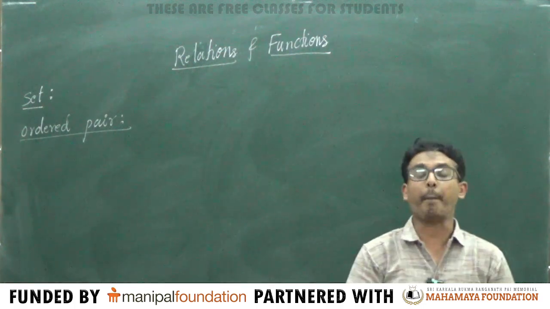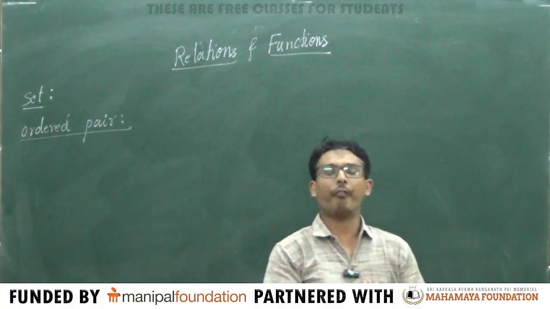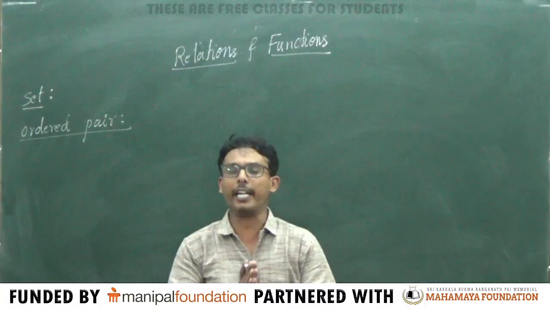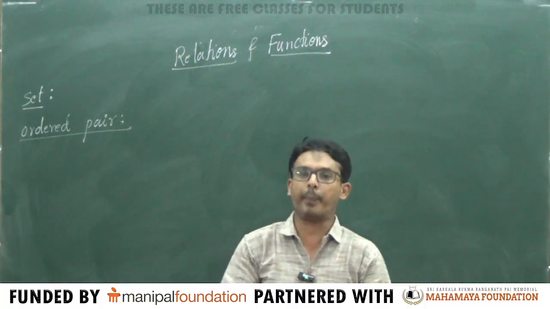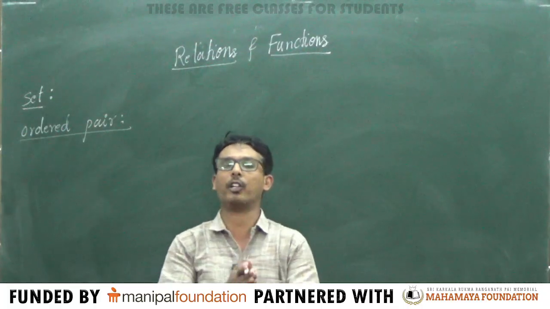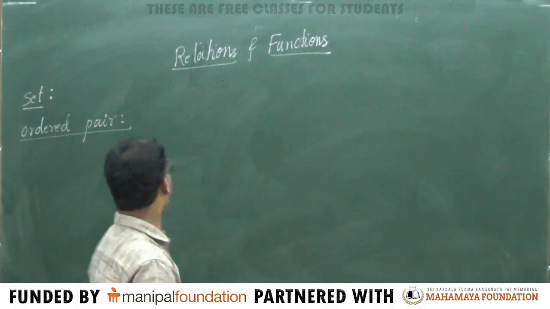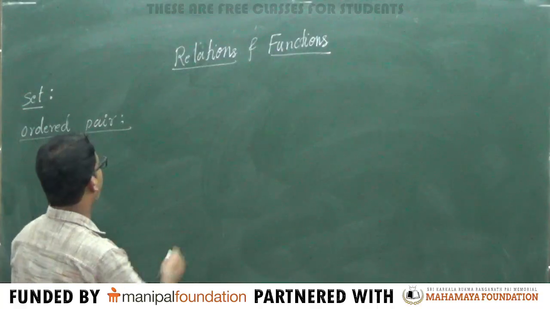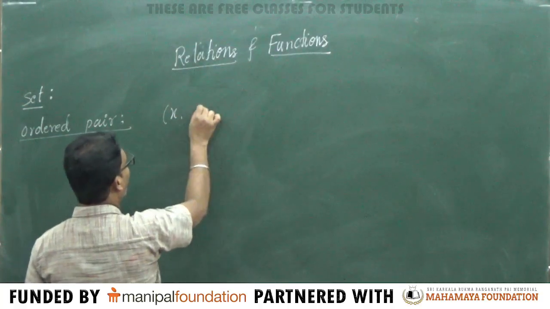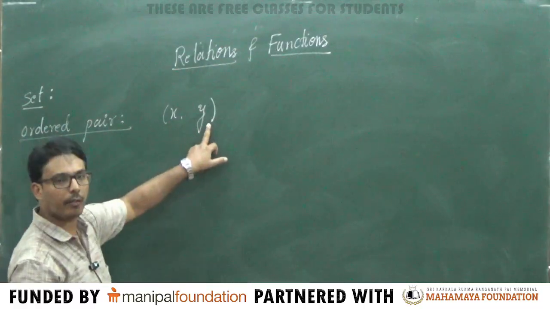So we know that pair means two. So ordered pair means whenever you arrange two elements with a specific rule, then that arrangement of two elements which follows a specific rule is nothing but the ordered pair. And we always write an ordered pair in the form x comma y. Here we have two elements, x and y.